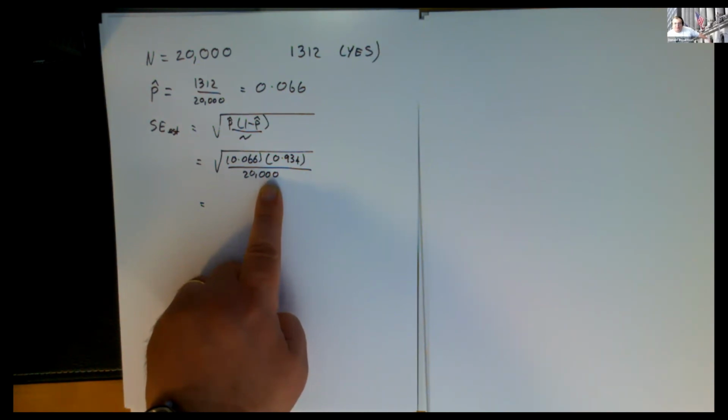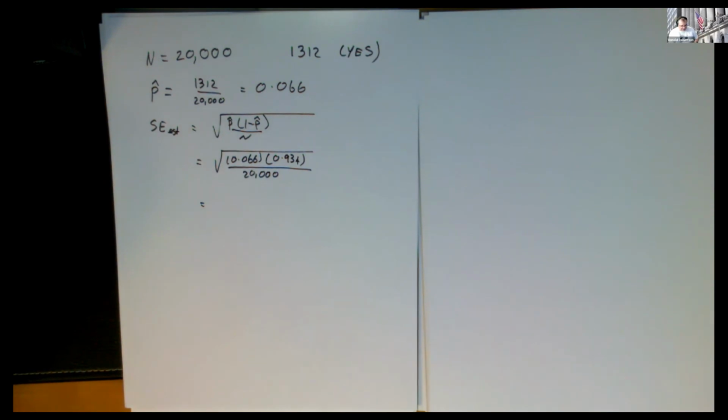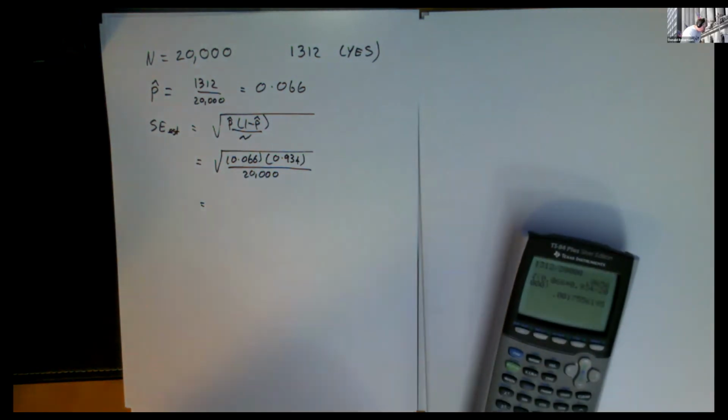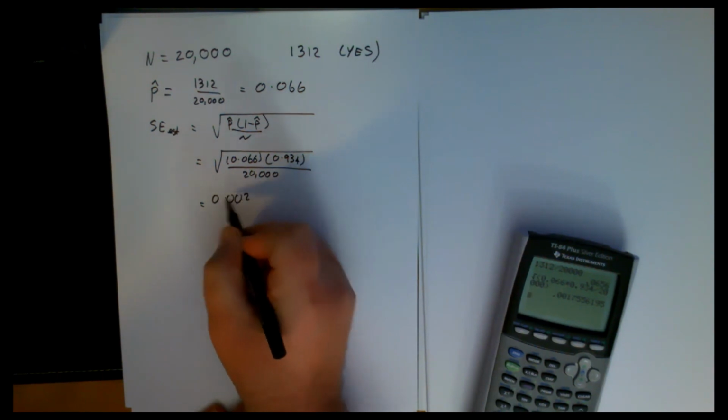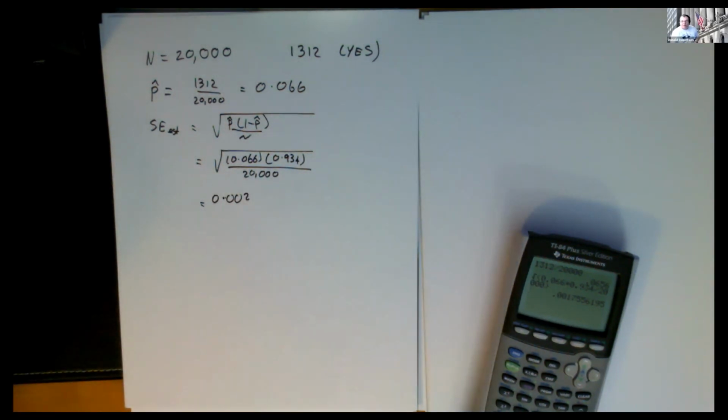So that's why I can make this prediction. Let's find out how small it truly is. The square root of 0.066 multiplied by 0.934 divided by 20,000. That's 0.002, I guess. Oh, God, that is tiny, isn't it?